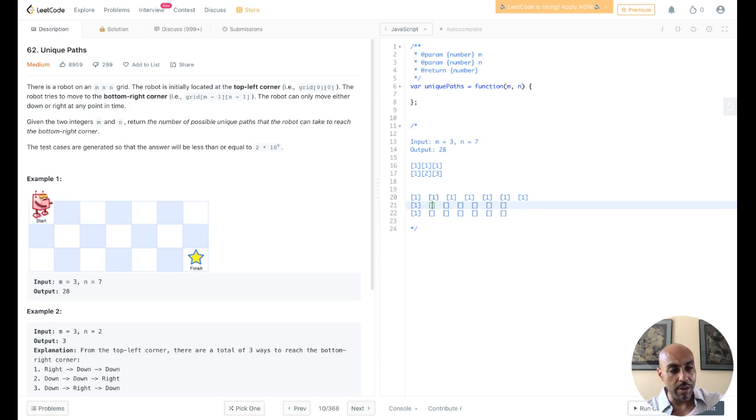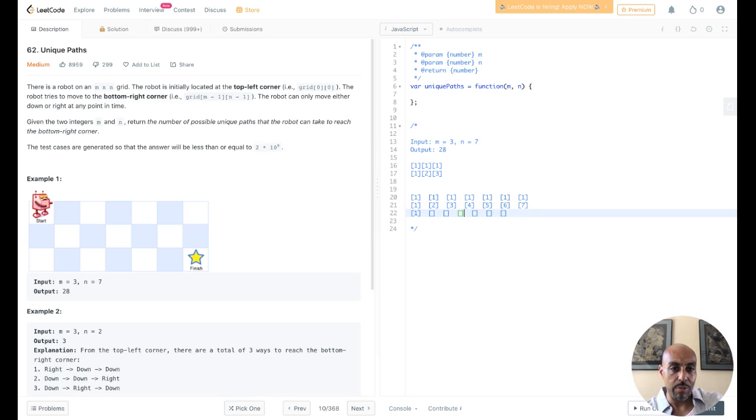So now we start doing our problem solving. We say 1 and 1 is 2. 1 and 2 ways to get here is 3. There is 1 plus 3 ways to get here, which is 4. 1 plus 4 ways to get here is 5. And there is 1 plus 5 ways to get here, which is 6. And there is 1 plus 6 ways to get here, which is 7.